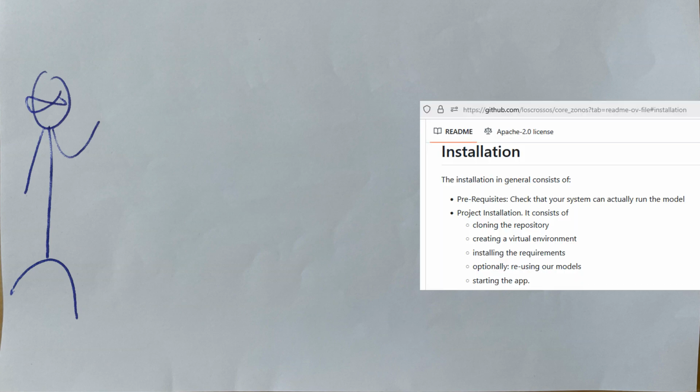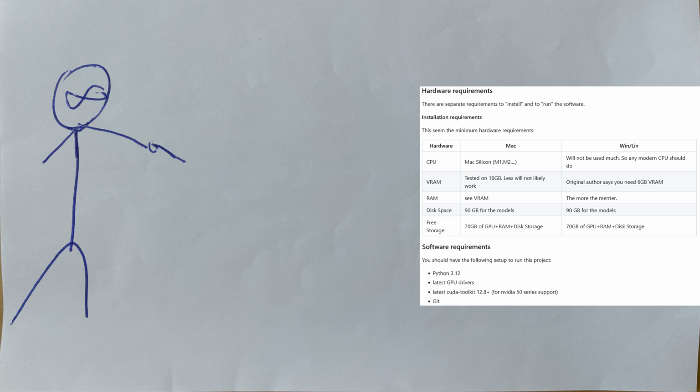Today we will go step by step through the process of installing prerequisites, cloning the repository, creating a virtual environment, installing the requirements, setting up models, and starting the app. Ready? Course you are. For the prerequisites, you will need lots of hardware and a basic setup of CUDA toolkit, Python, and Git. The hardware requirements are high on FramePack, so you should really take care with it.